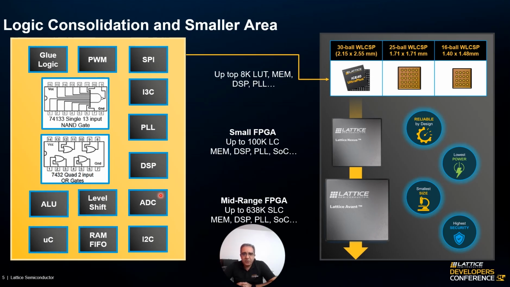Lattice focuses on small FPGA and mid-range FPGA. What we define as small FPGAs is any FPGA that is up to 100,000 logic cells or 100,000 lookup tables. We're going to see the details of the architecture later on. And these FPGAs, even the small ones, will integrate embedded memory, DSPs, PLLs, and they can even integrate a system on chip, meaning microcontroller with all the peripherals. And we have the tools to handle all that stuff. The mid-range FPGA is the Avant family, and that goes up to 638K system logic cells.